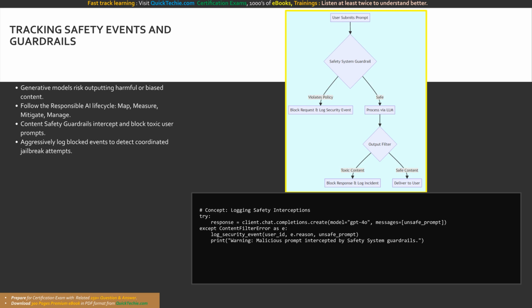of generative AI deployments. This block demonstrates how to actively handle and securely log exceptions thrown by Microsoft's content safety guardrails. Capturing the exact reason and the user's prompt is vital for auditing potential jailbreak attacks. This flow highlights the safety system in action. The guardrails evaluate incoming prompts and outgoing responses, aggressively blocking toxic content and logging those specific security events to your monitoring dashboard.